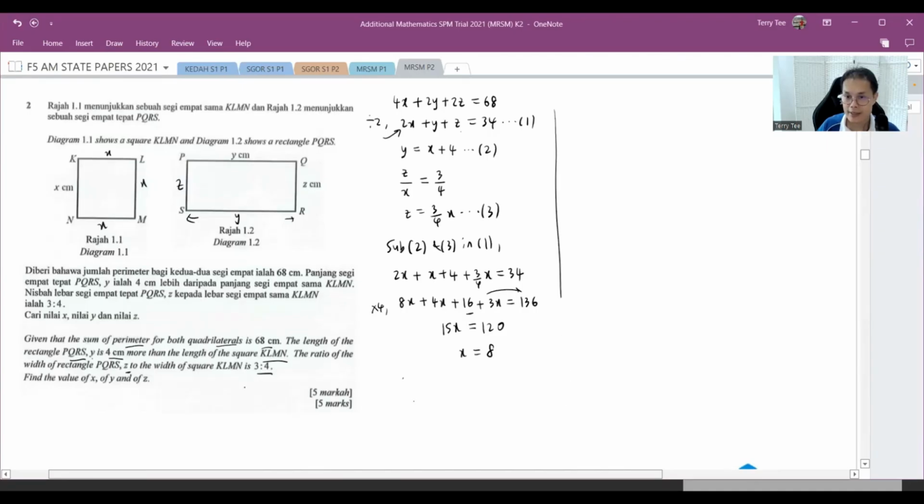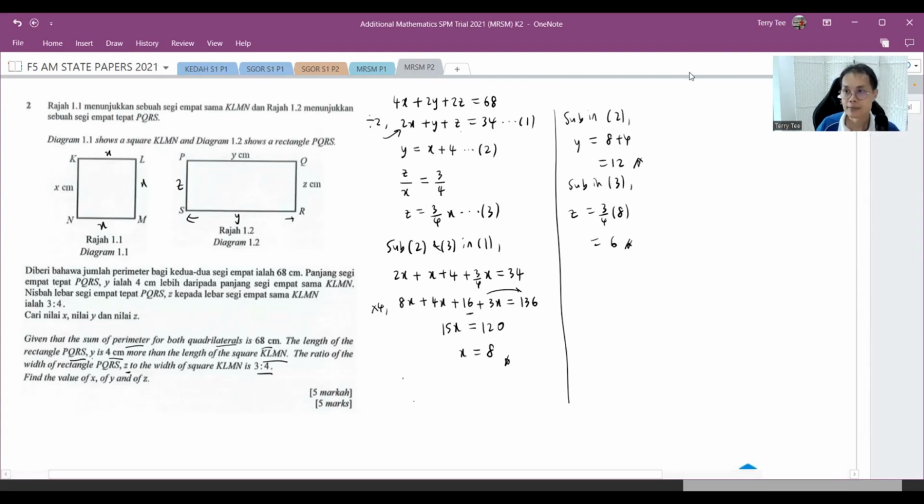So once you got your x value, we just have to find your y and z. Substitute into equation number 2 first. Your y is now 8 plus 4, which is 12. If you substitute into equation 3, your z is 3 over 4 times 8. The answer is 6. Okay, so you got all three values. X is 8, y is 12, z is 6.